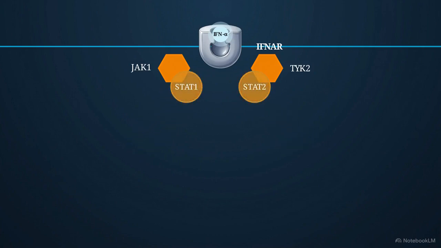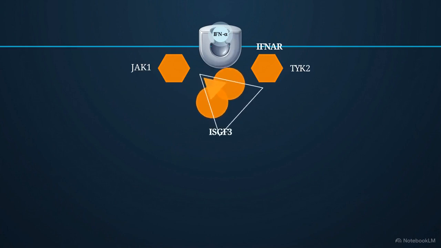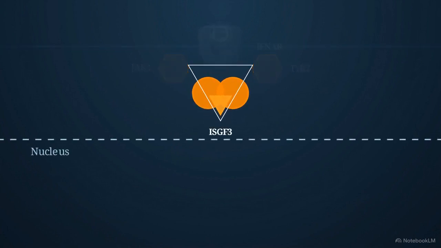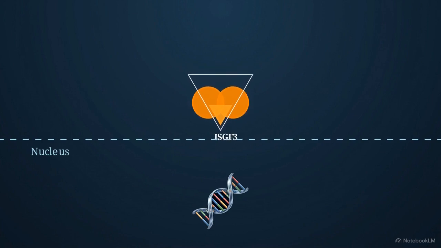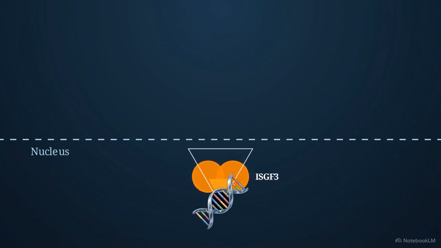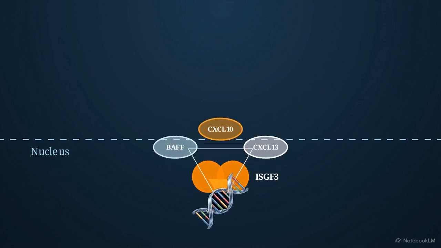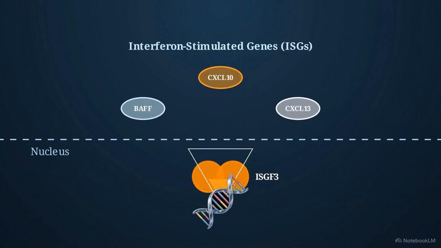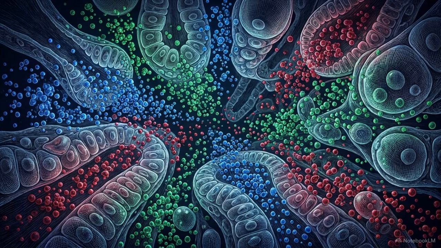The energy from kinase activation phosphorylates STAT1 and STAT2. These structures capture IRF9 and unify into the ISGF3 complex. The complex breaches the nuclear boundary and binds to the cell's DNA, initiating the transcription of interferon-stimulated genes, or ISGs. The nucleus floods the surrounding tissue with mediators, including BAFF, CXCL10, and CXCL13. This creates the interferon signature observed in Sjogren's patients.